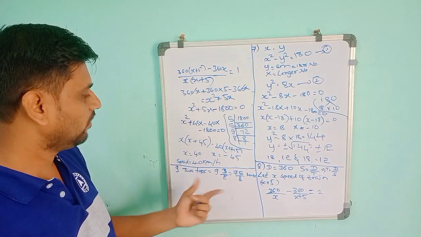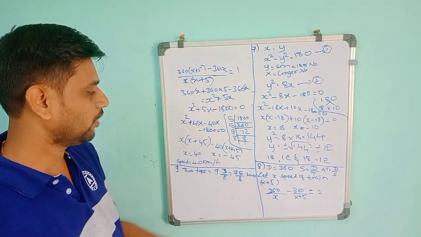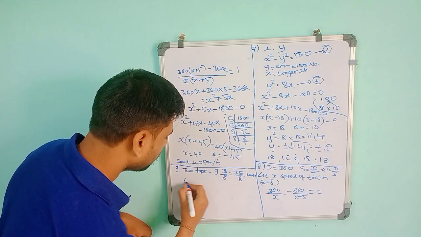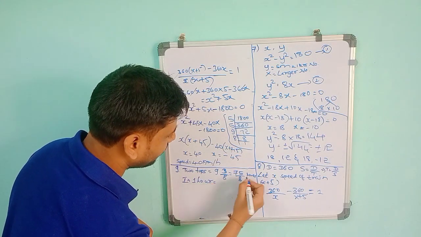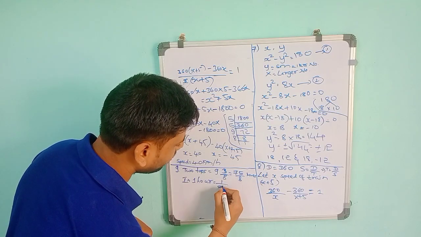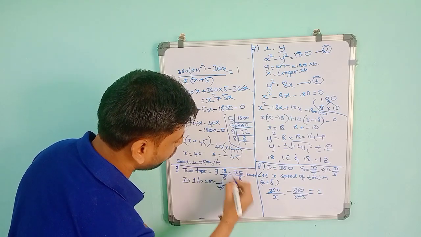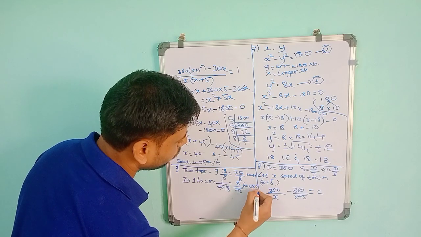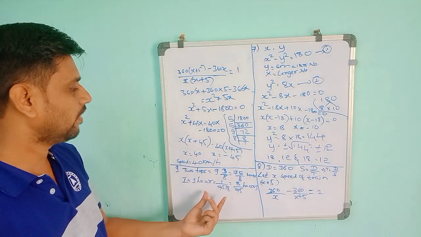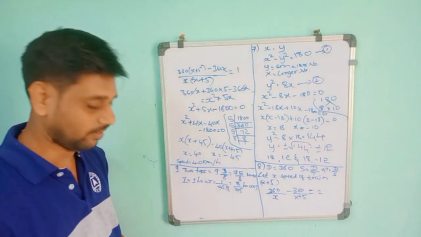Two taps can fill the whole tank in 75 by 8 hours. If you take one hour, it can fill 1 by 75 by 8 of the tank. The 8 will go upside, so it becomes 8 by 75. So in 1 hour, the two taps together fill 8 by 75 of the tank.